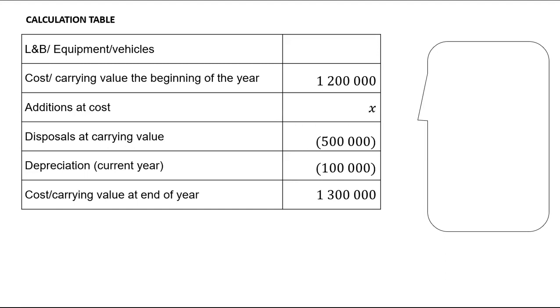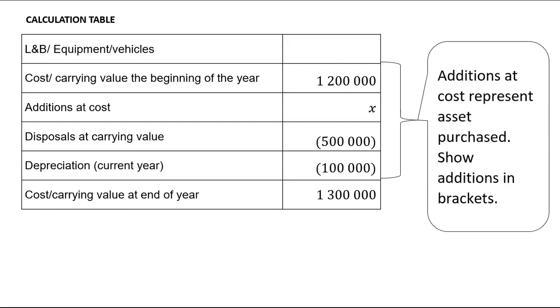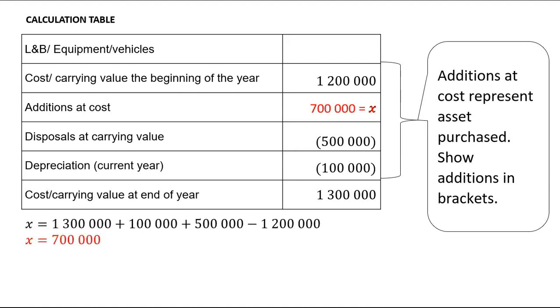So you will just have to manipulate this to calculate the cost price. And to do that, you'll have to use the reverse operation by taking 1.3 million, adding 100,000, adding 500,000, and subtracting 1.2 million to calculate the value of X. And that's how you will calculate the value of X. And this addition simply represents the assets purchased, and it will be shown in brackets on the face of your cash flow statement. And this is how I calculated that 700,000.